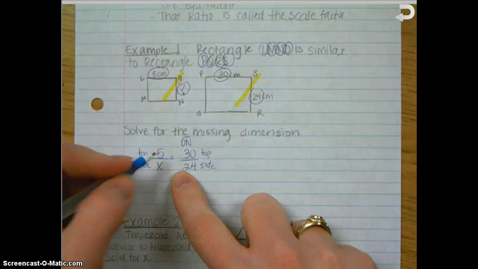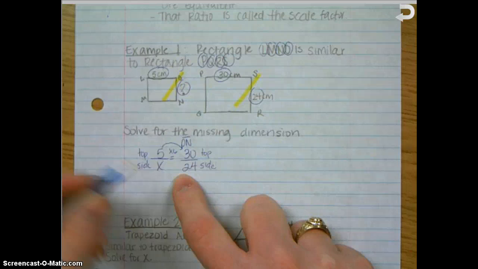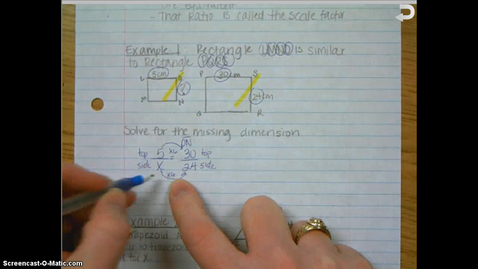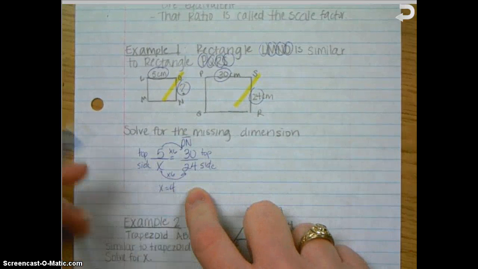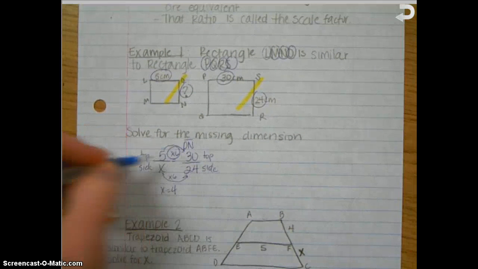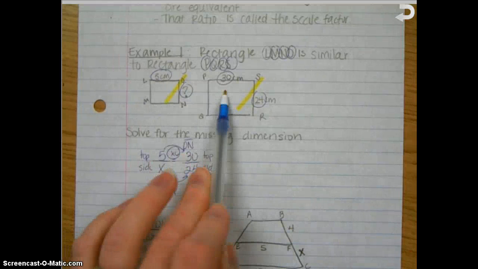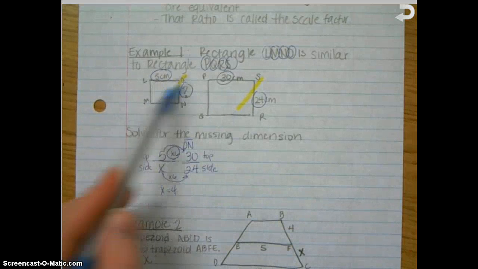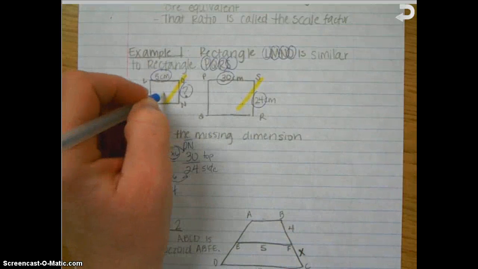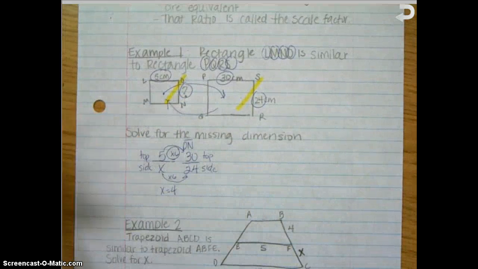Then you think about, okay, what's the relationship? What am I doing to 5 to get to 30? Times by 6. So what is x if I multiply it by 6 to get to 24? x would have to be 4. And when we have that relationship, that 6, meaning it's going to be 6 times bigger going from rectangle LMNO to rectangle PQRS, 6 is what we call the scale factor, because that's how it's related. Going from the small one to the large one, you would multiply by 6, and then going from the large one to the small one, you would divide by 6.